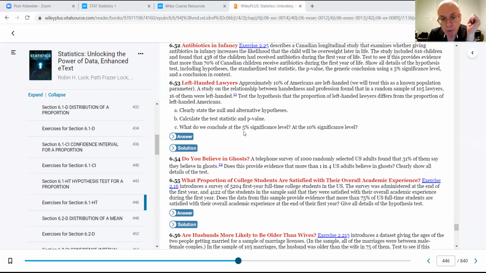Well, if the alpha is 5%, 0.0736, that's our p-value, is greater than alpha, and therefore we would not reject the null hypothesis. However, if we use a 10% significance level, 0.0736 is less than alpha. So with a 10% significance level, we would reject the null hypothesis. Now, that's kind of crazy, right? But that's what sometimes happens.